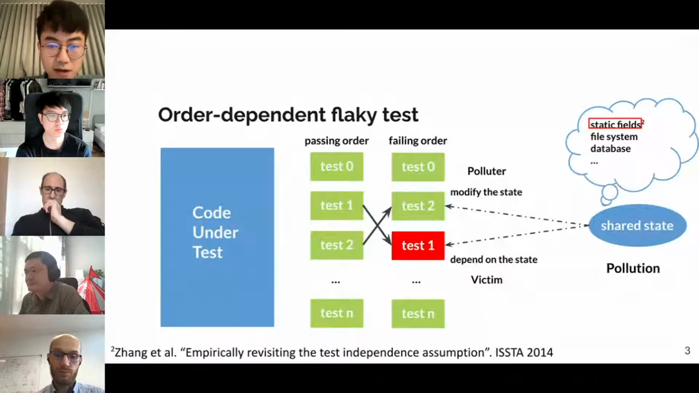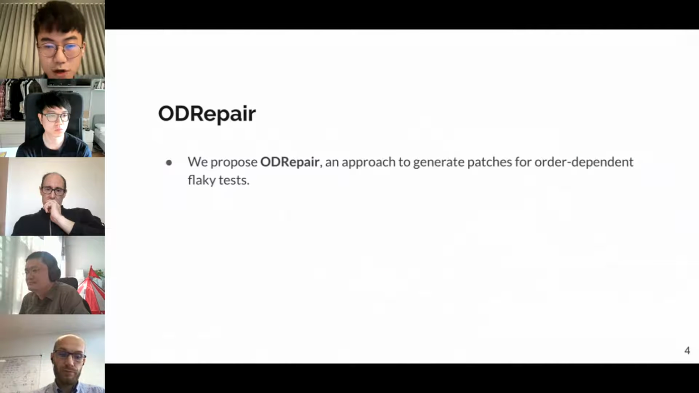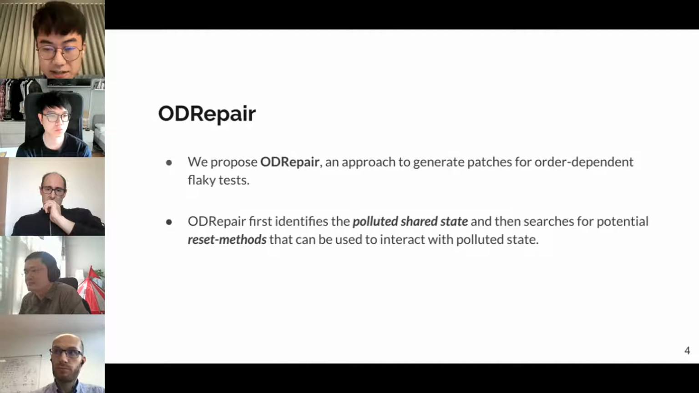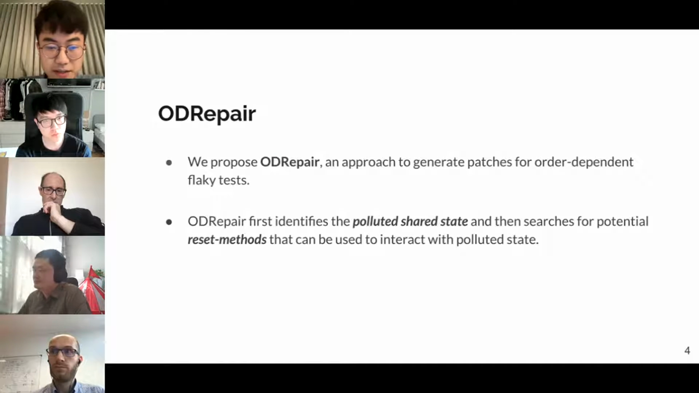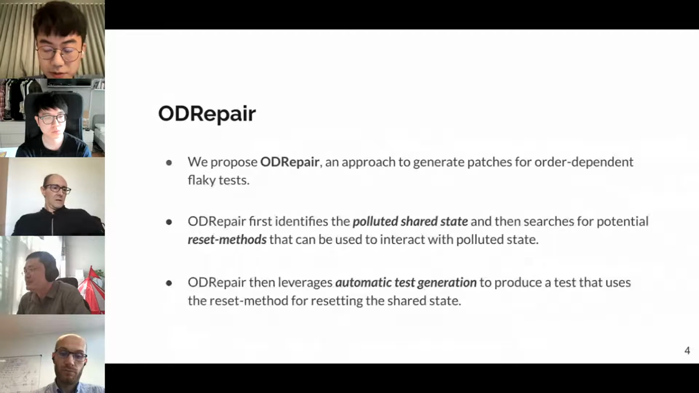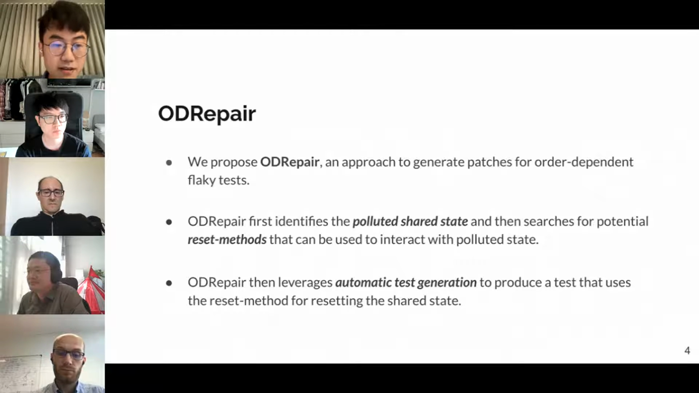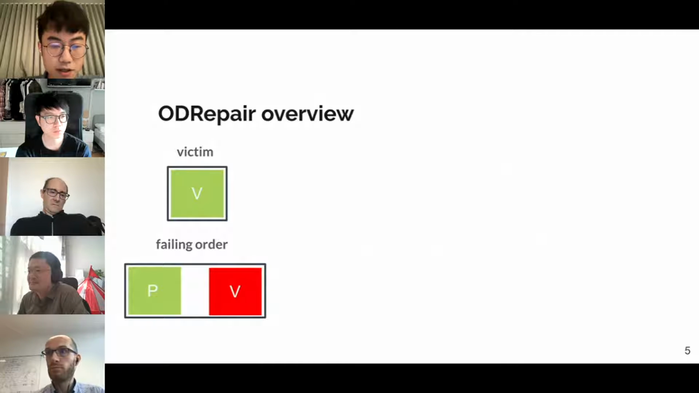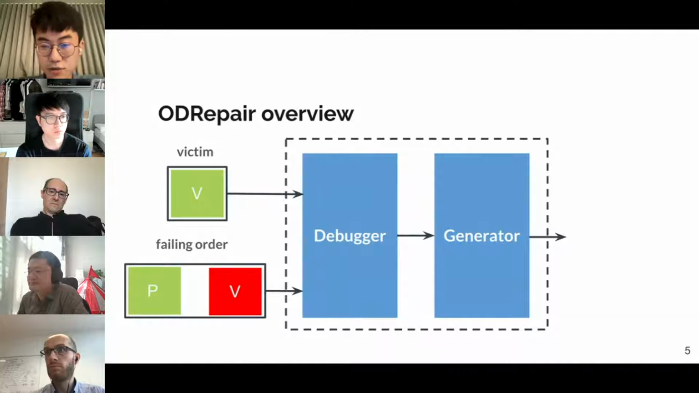We propose OrderPair, an approach to generate patches for order-dependent flaky tests. It first identifies the polluted static fields and then searches for the potential reset methods that can interact with the polluted state. Then it uses an automatic test generation tool to produce the test that uses the reset methods to reset the shared state. OrderPair takes the victim and the corresponding failing order as the input and passes through two main components, the debugger and the generator, to generate the final patches to make the victim pass.